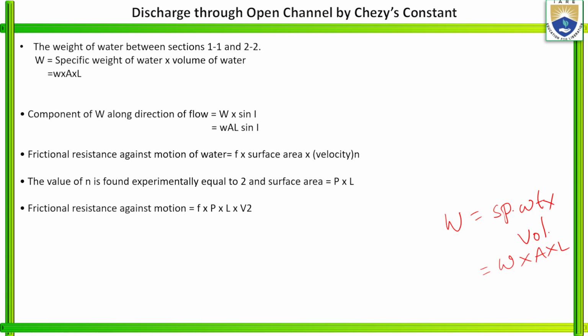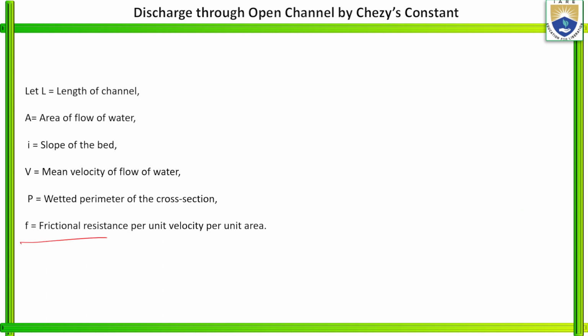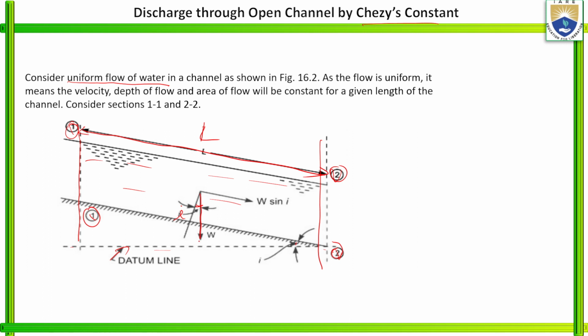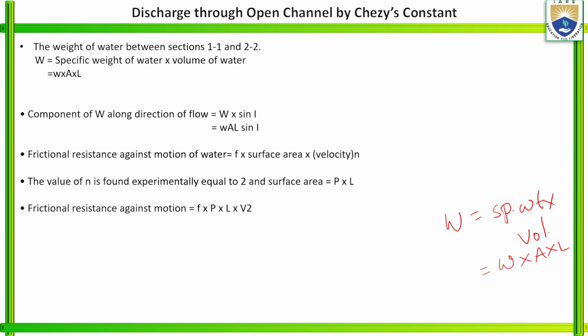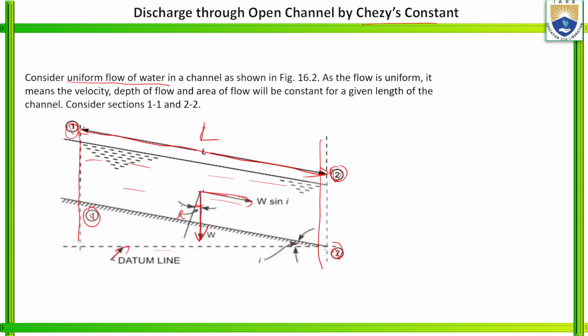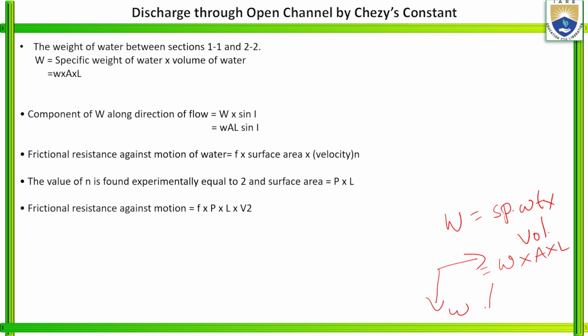Similarly, the next one is the component of W along the direction of the flow. This is the component of W along the flow, and this is W sin I. This is the angle I, and this is W. So now the component of W along the direction of the flow is like this, and the flow is like this. This is W, so now W into sin I.